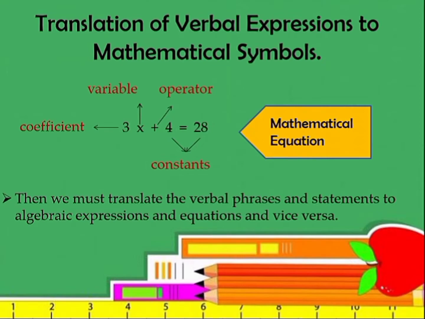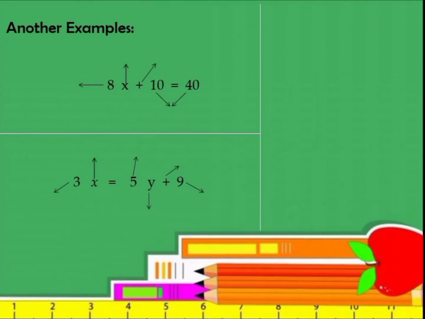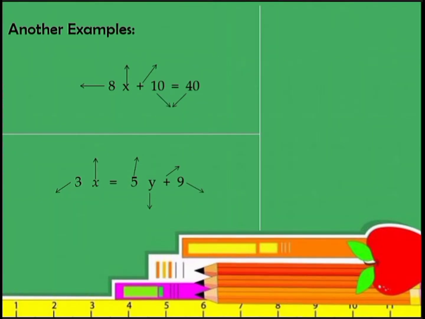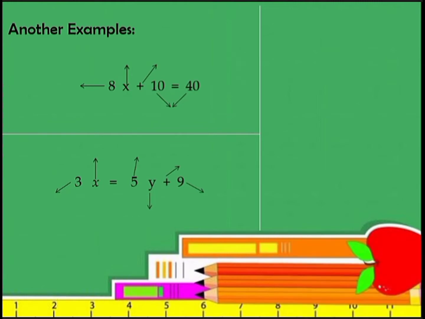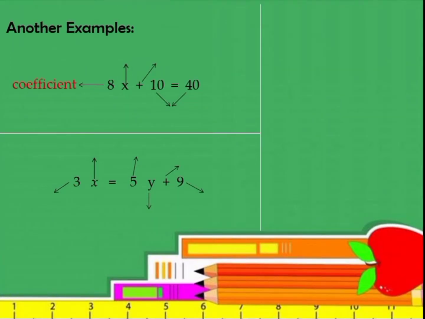And after knowing the parts of mathematical equation, then we must translate the verbal phrases and statements to algebraic expressions and equations and vice versa. Now, for you to better understand it, I have here another examples for us to answer. So, in first box, which is 8x plus 10 is equal to 40, 8 stands for coefficient. So, let us see. Very good. 8 stands for coefficient. How about x?